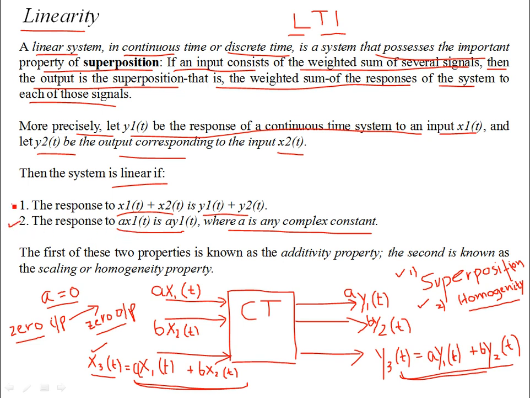Okay. This is additivity. This is superposition. This is homogeneity. So the first of these two properties is known as the additive property. The second is known as the scaling or the homogeneity property. Sorry, the first one is the superposition, okay, or the additivity property. The second one is your homogeneity property, where you're scaling the input and get a scaled output.